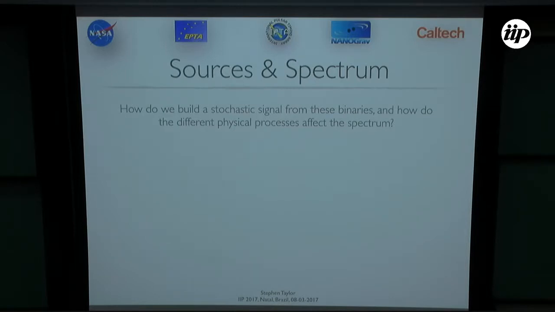At the moment, NANOGrav is about to release a data set that has 45 pulsars. The International Pulsar Timing Array has a preliminary data set with 64 at the moment. That's because there's lots of overlap in the pulsars that are being monitored. So even though individual pulsar timing arrays have like 40 or 30 that are being monitored, there's lots of overlap. So in total, we have 64 distinct pulsars.